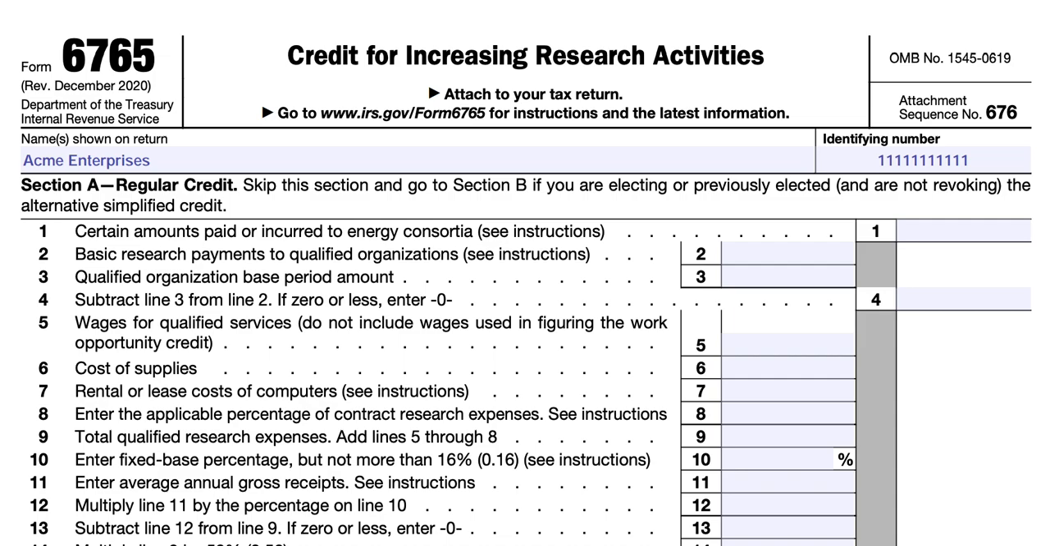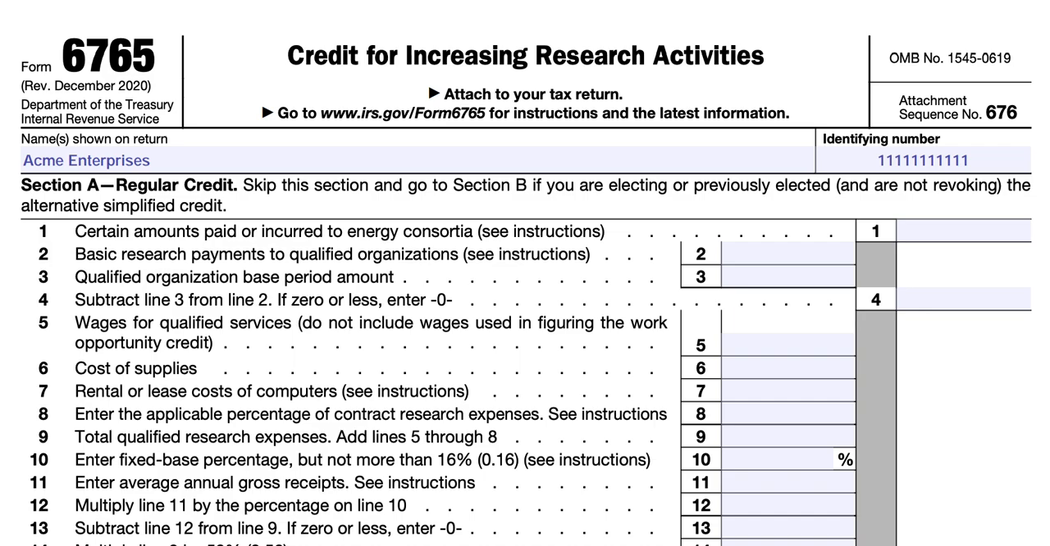Partnerships and S corporations generally have to file this form in order to claim the tax credit. All other tax-paying entities do not need to complete or file this form if the only source of this credit is a credit passed through from a partnership, S corporation, estate, or trust. Those taxpayers should report directly on IRS Form 3800 General Business Credit.